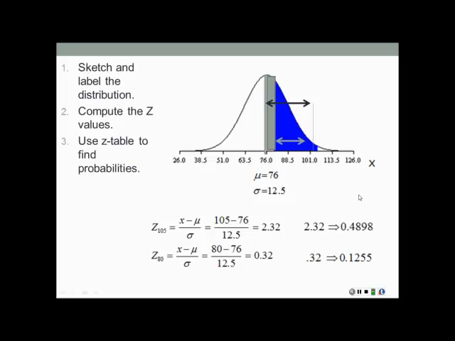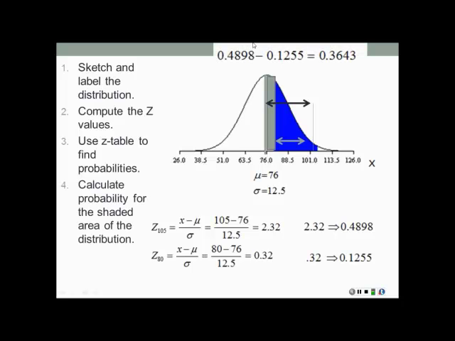Then go look in your z-table, make sure you can find that for 2.32 you have an area of 0.4898, and for a z-value of 0.32, when you are 0.32 standard deviations away from the mean, you have encapsulated 0.1255, about 12.5% of the data. Then once you have that, you just take the difference between those. The 0.4898 minus the 0.1255 will give you 0.3643, which is the area in the dark blue that I have shaded there that we started with.